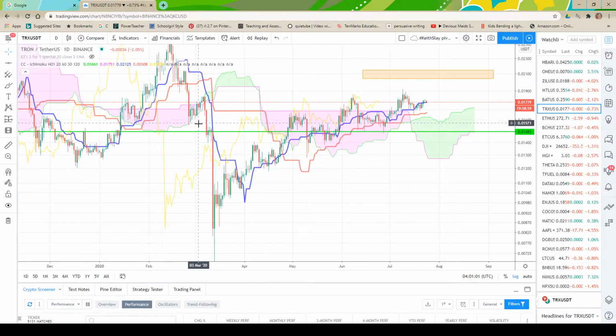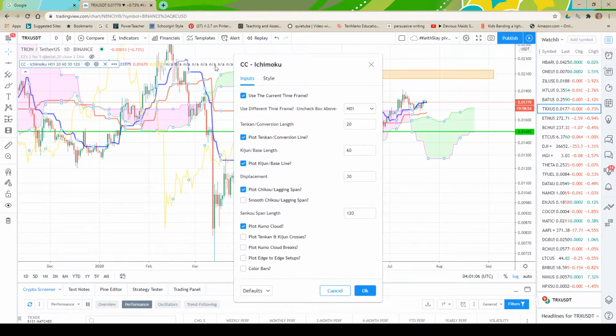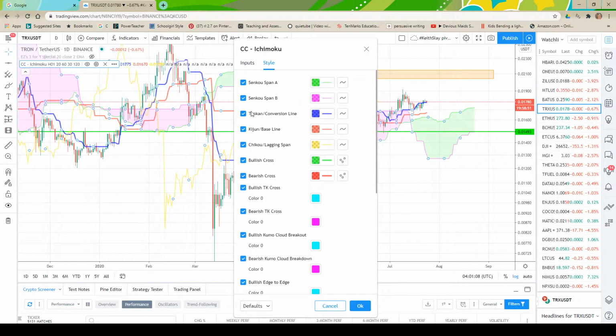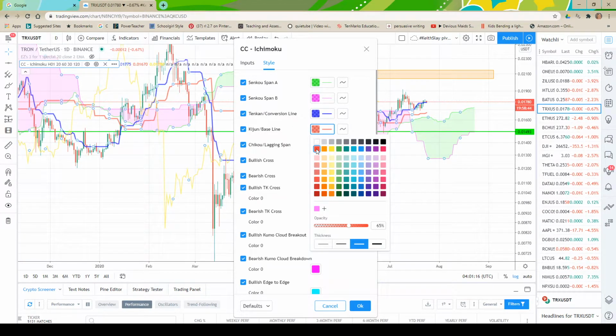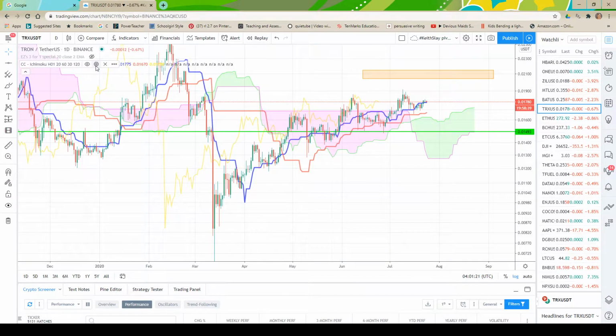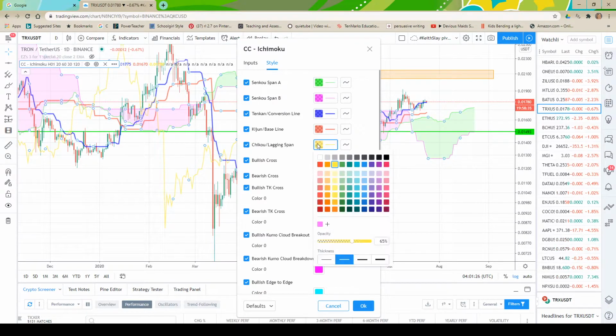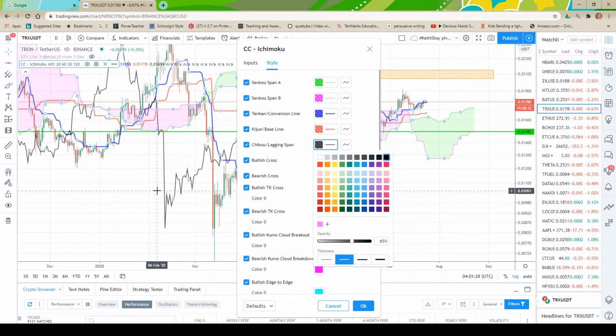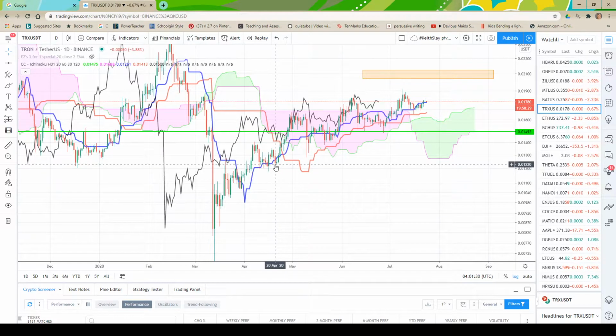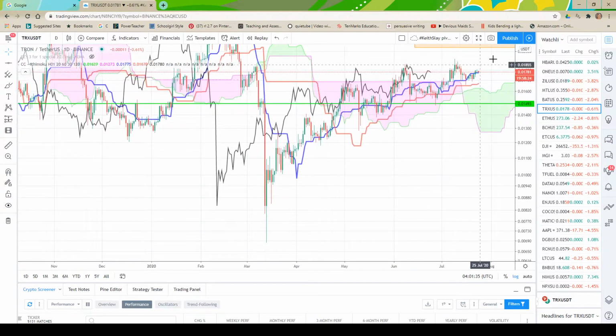But let's look at the same place. Now I'm going to go through and change some of these settings real quick because I told you what colors I like. Conversion line blue, I like this to be bright red. It already is. It's thick. I already like that. Let's go to our lagging span. I don't like yellow. I like the bold color of black. Yeah, that's pretty good.